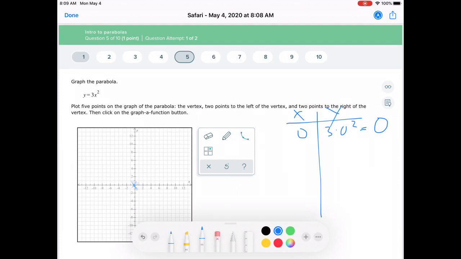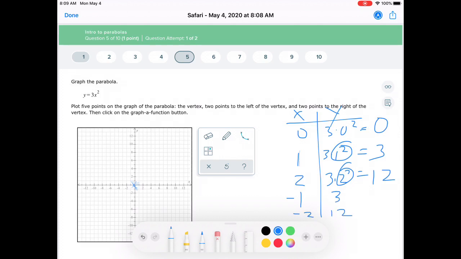And then I'm going to go ahead and do 1 squared and 2 squared, but multiplied by 3, remember. So order of operations, do the exponent first. 1 squared is 1, times 3 gives me 3. 2 squared is 4, times 3 is 12. So I have 0, 3, and 12 for my y values. And when I get -1, I'm going to have 3, and -2, I will have 12 as well because of that symmetry. So you don't have to do the math twice.